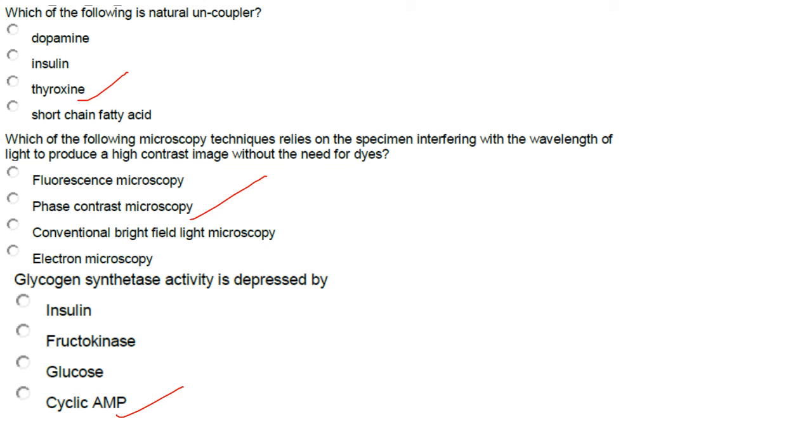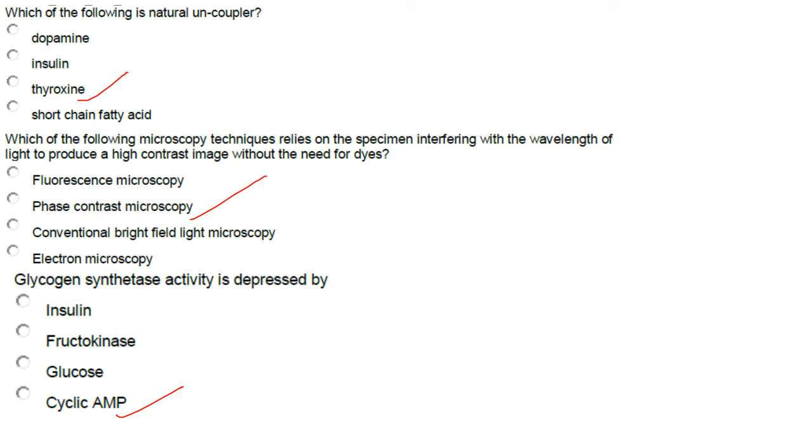So coming to the next question. Which of the following is a natural uncoupler? So answer is thyroxine is a natural uncoupler. Long chain fatty acids are natural uncouplers of oxidative phosphorylation in mitochondria and not short chain fatty acids. So the answer here is thyroxine.